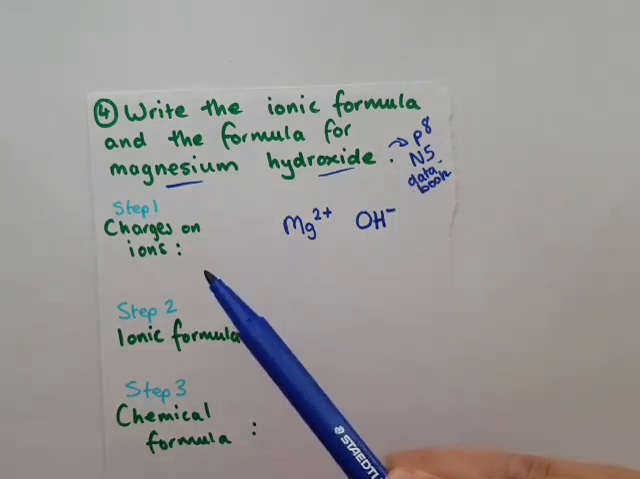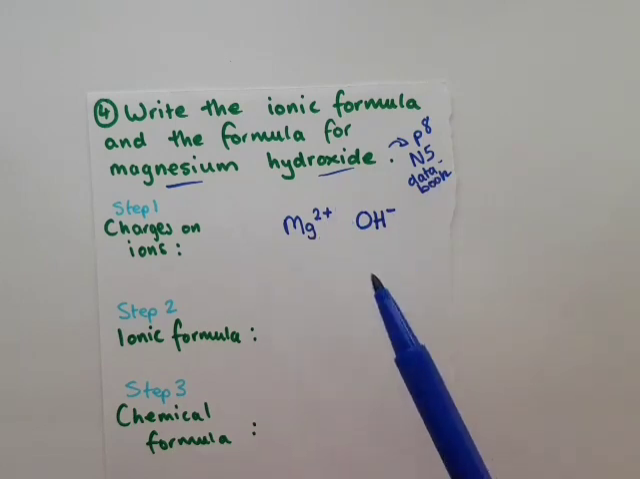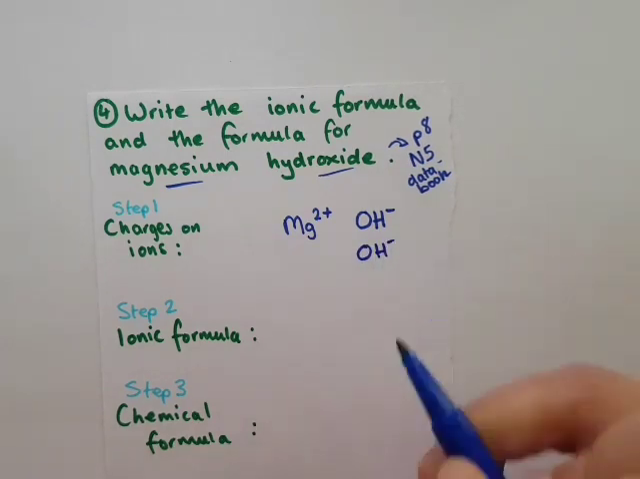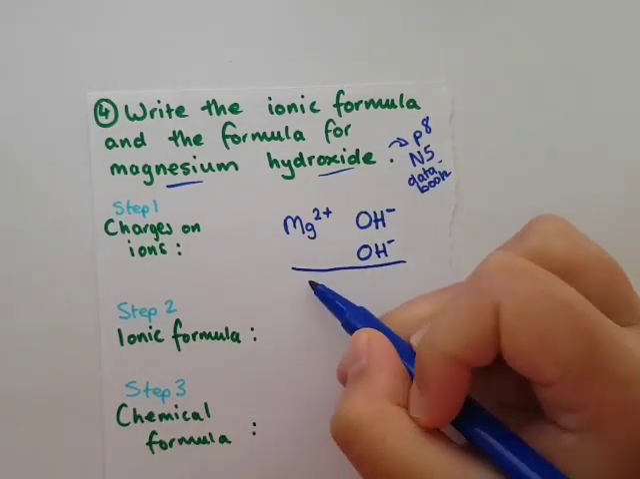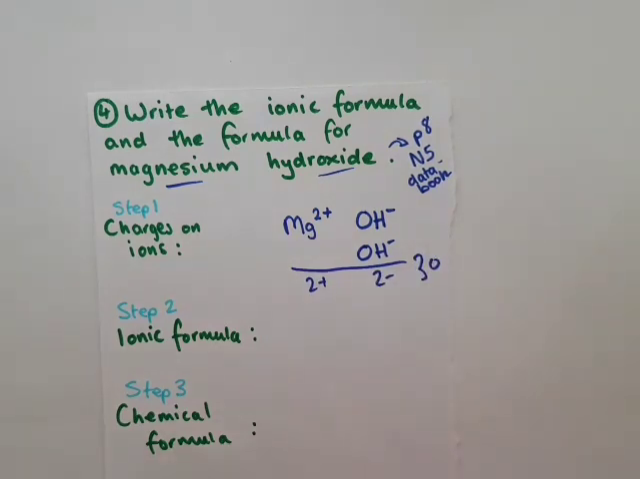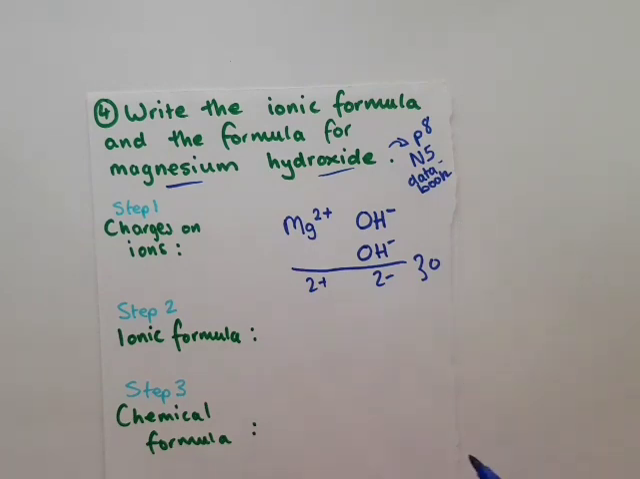So again, once we've got the charges of each ion and the formula, we need to just work out how many of each we need so that the overall charge balances out. Magnesium is 2+, our hydroxide OH is only 1-, so we need 2 of these hydroxides to make our charges balance out to be neutral overall. This is because our ionic compound has to be neutral overall.